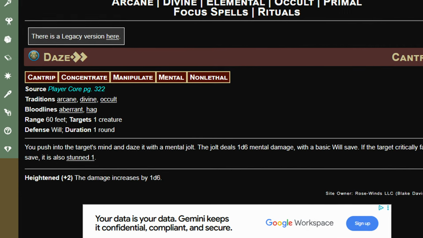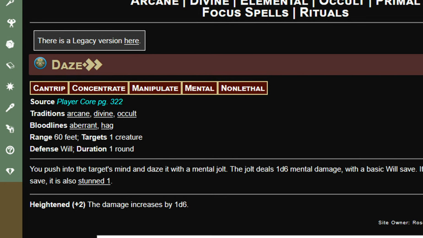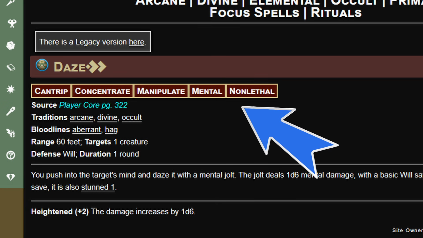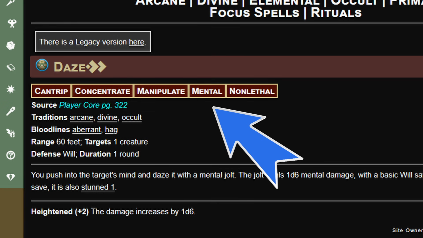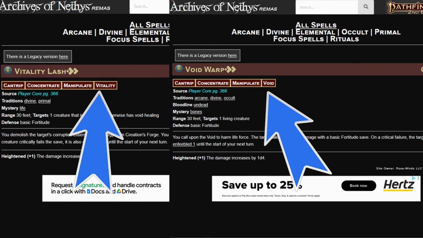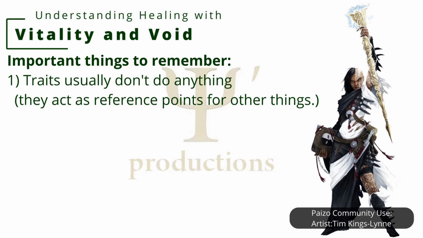To fully understand what we're going to talk about, we need to talk about traits. If you are looking at Pathfinder, just about every ability has these little text boxes up at the top called traits. On their own, most of these text boxes tend not to do anything. Some do, but most don't. However, they act as reference points. See, this text box here says that this ability is a mental ability, so creatures immune to mental effects are immune to this ability. There are two traits that we are going to be talking about today, the Vitality trait and the Void trait. Like I said, on their own, these don't do anything. They just act as reference points for other abilities.